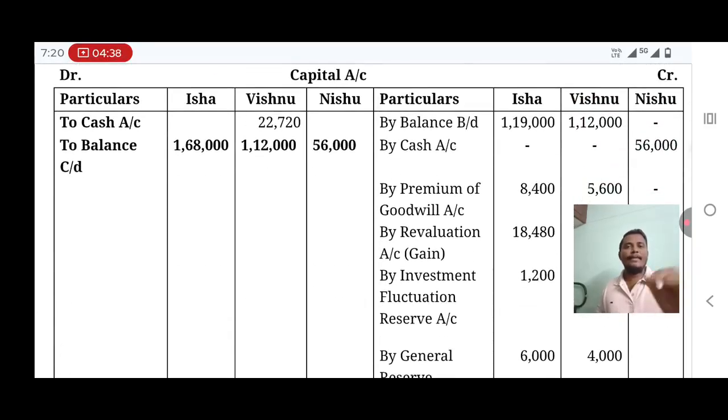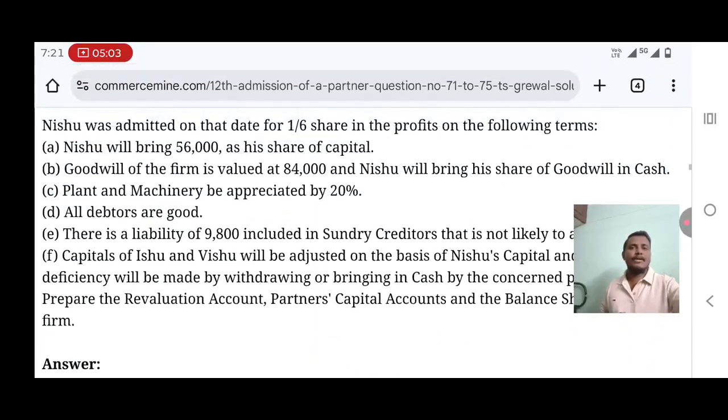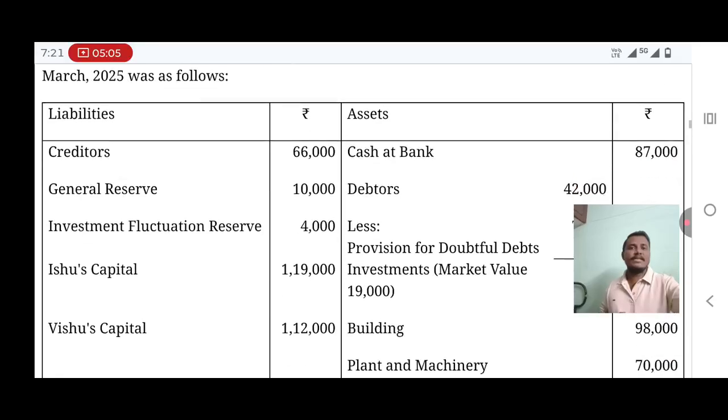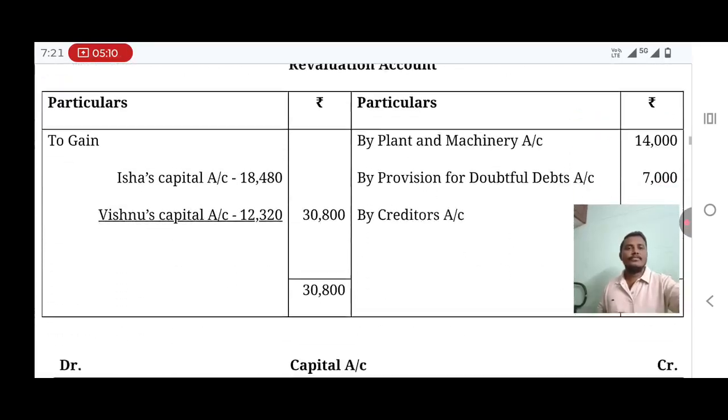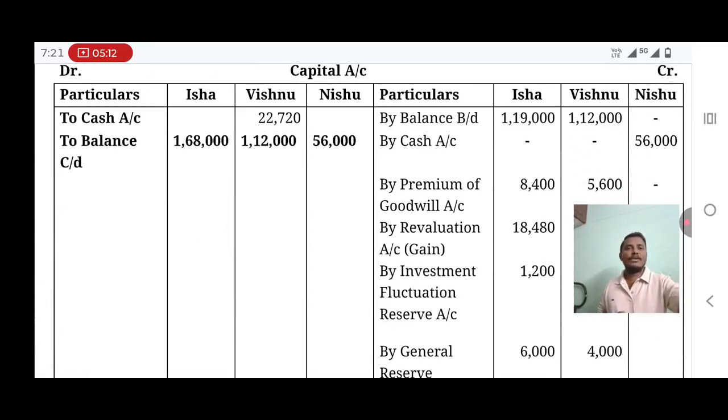Revaluation account done. Then the capital account. Particulars, with partners' names Ishu, Vishu and Nishu. I have already told in many of my videos, follow the recommended steps. So first, in the partners' capital account, you will have to write by balance brought down and put the capital balances of each and every partner, which they have given inside the balance sheet. 1,19,000, 1,12,000.